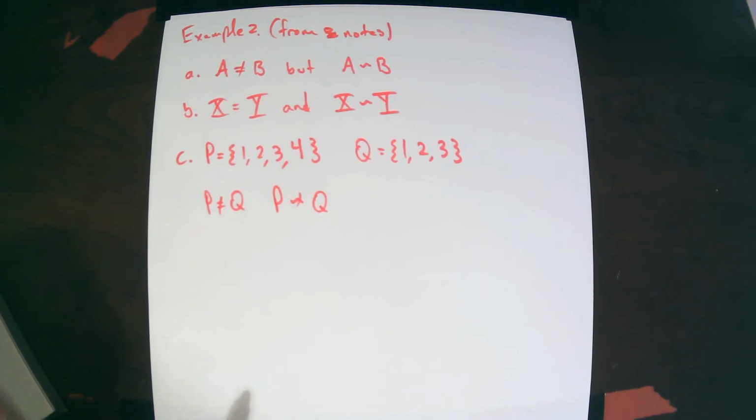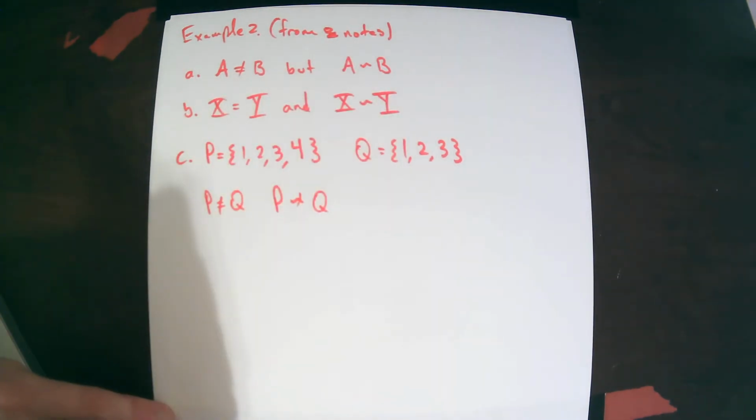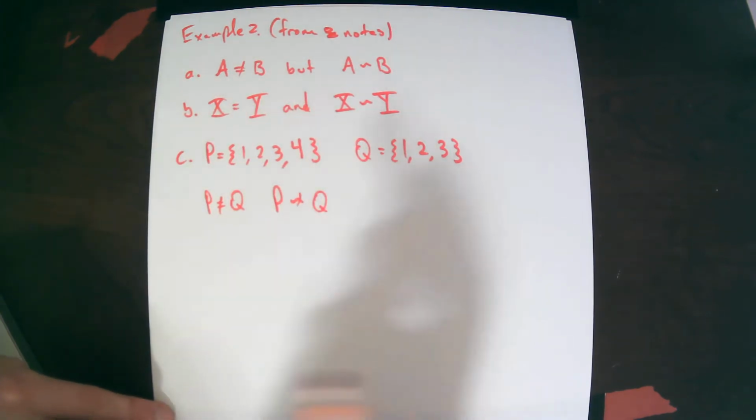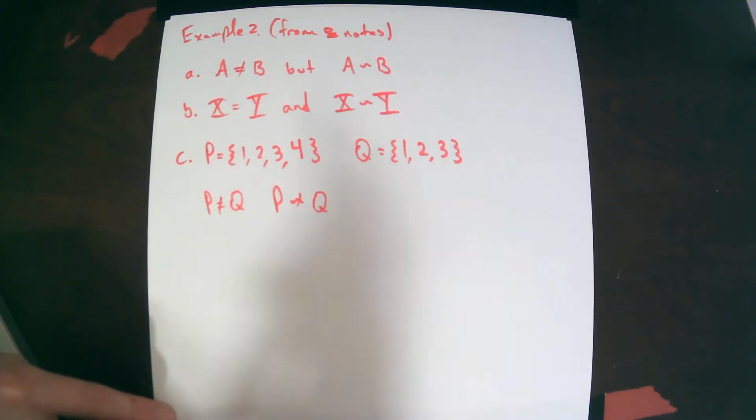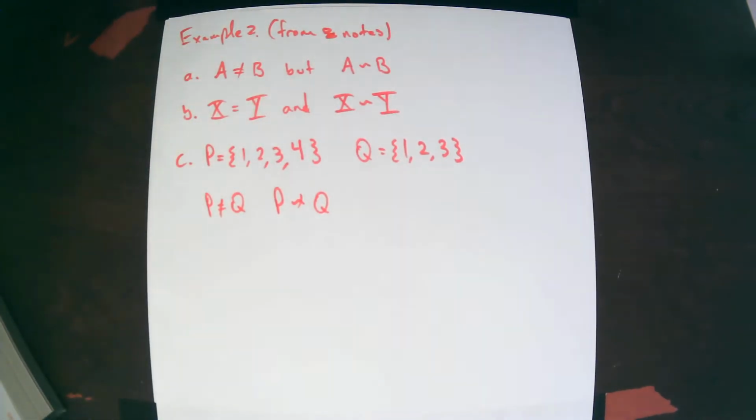Okay, so these are the three possibilities that you can have. Equal and equivalent, not equal but equivalent, not equal and not equivalent. You can never have equal but not equivalent, because that wouldn't make sense. Equal is a stronger condition.